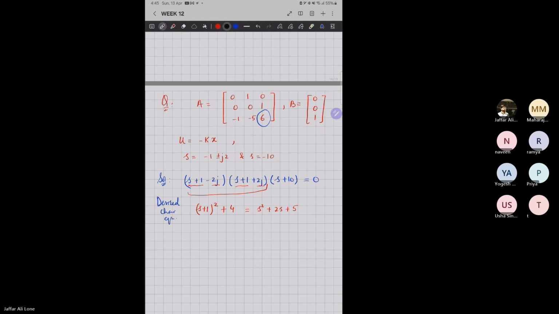Then putting it there, my desired closed loop characteristic equation will be (S square plus 2S plus 5) into (S plus 10) equal to 0. And if you solve it, what you'll get? S cube plus 12S square plus 25S plus 50. So this is my desired closed loop characteristic equation. So done. Number one step is done.